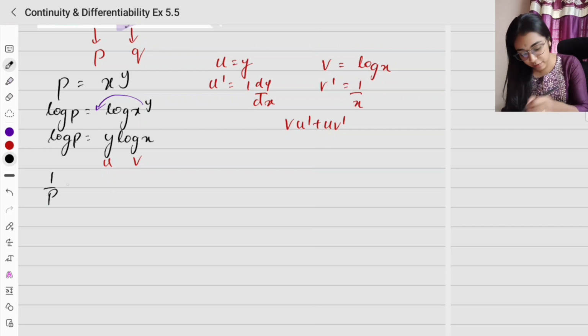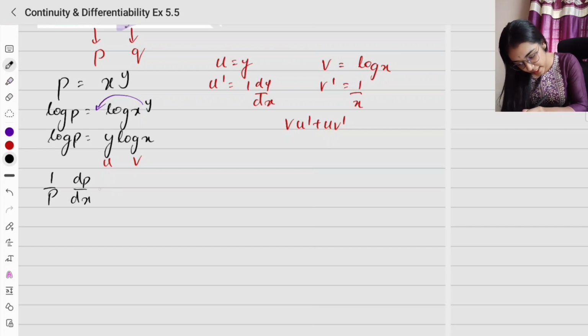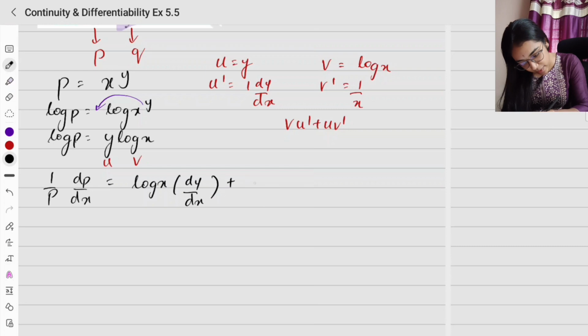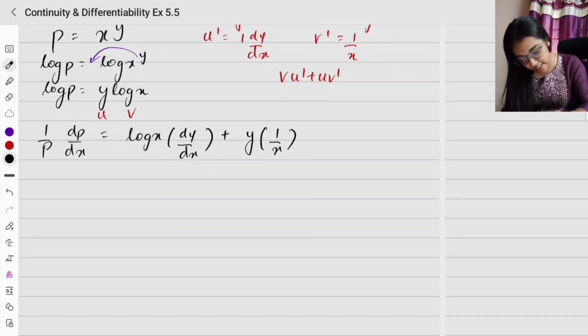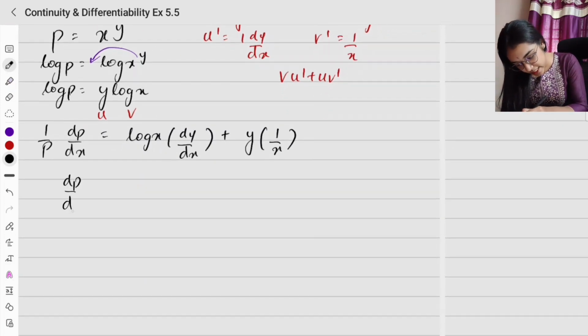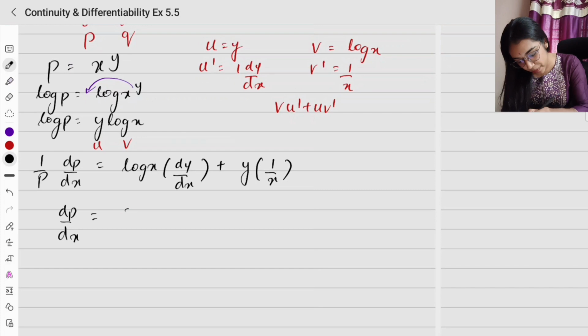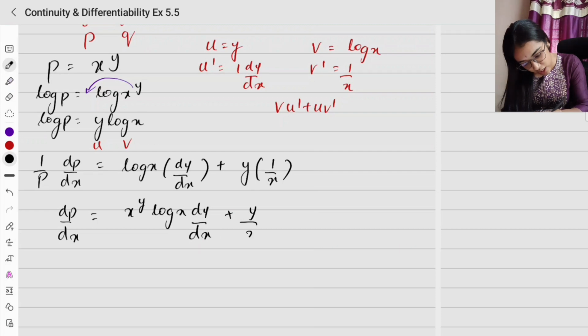Differentiating p, I'll have dp divided by dx equals v u dash, which is log x times dy divided by dx, plus y times v dash, which is going to be 1 divided by x. So what is my dp by dx? dp by dx is equal to p times, which is x power y, times log x times dy divided by dx plus y divided by x.